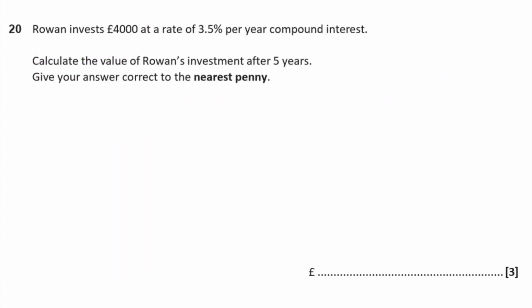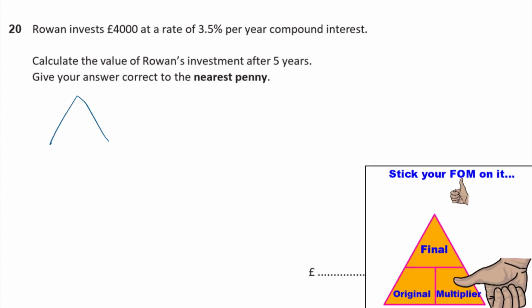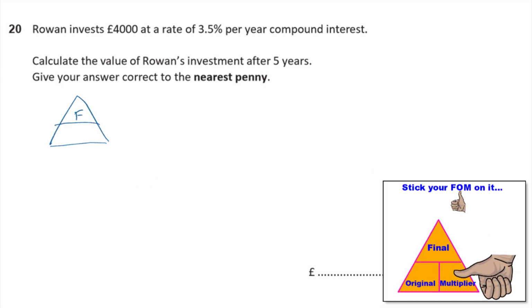Question 20. Rowan invests £4,000 at a rate of 3.5% per year compound interest. Calculate the value of Rowan's investment after 5 years. Give your answer to the nearest penny. So this is another percentages question. I'm going to use the triangle, final original multiplier, again, but because it's compound interest, I'm just going to add the number of years on the end because I need to know that as well.